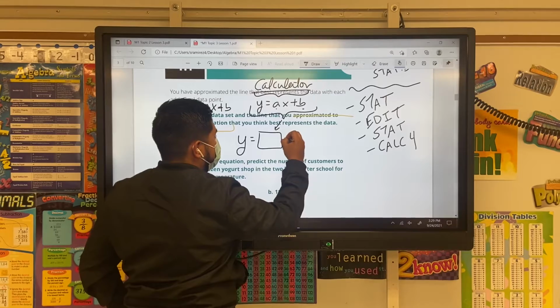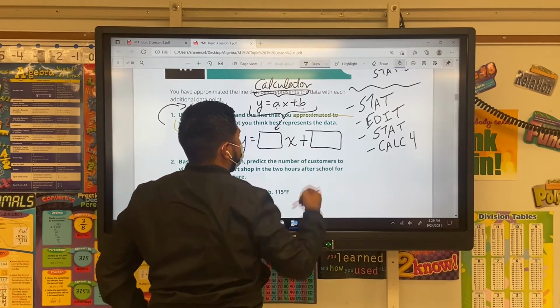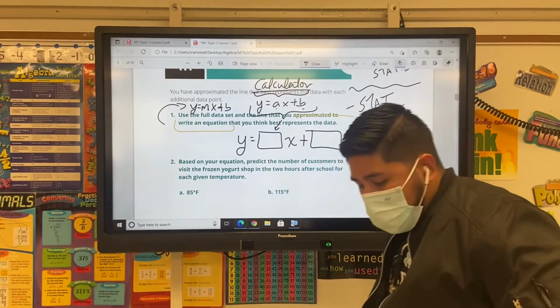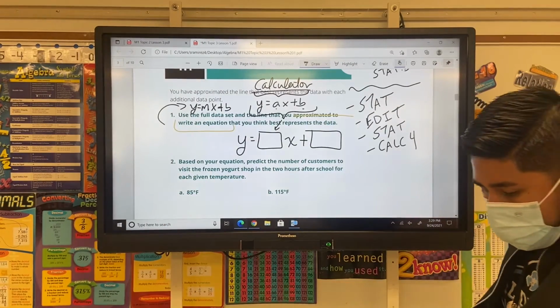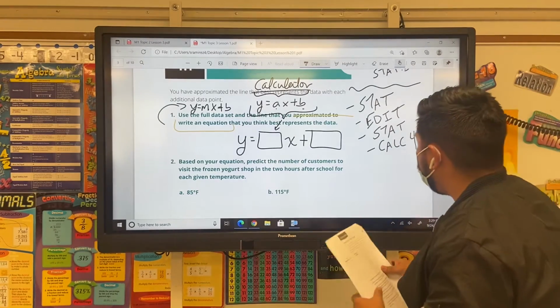Box it up, x plus the b, which is a box also. Kind of like what we used to do with sequences. Now, we're going to use a table from the previous page. I have my paper right here. We're going to go to the calculator.